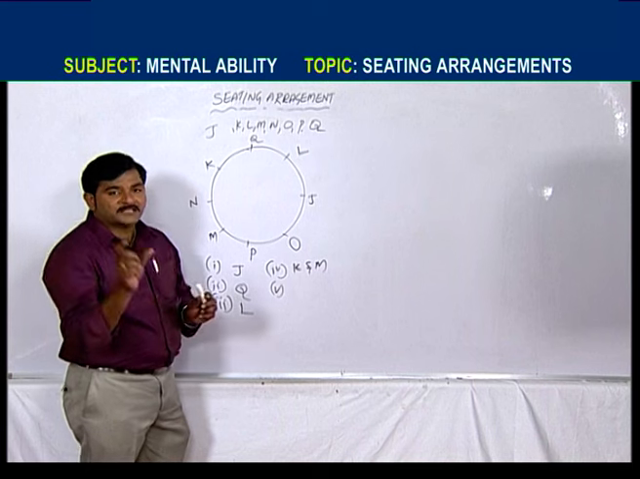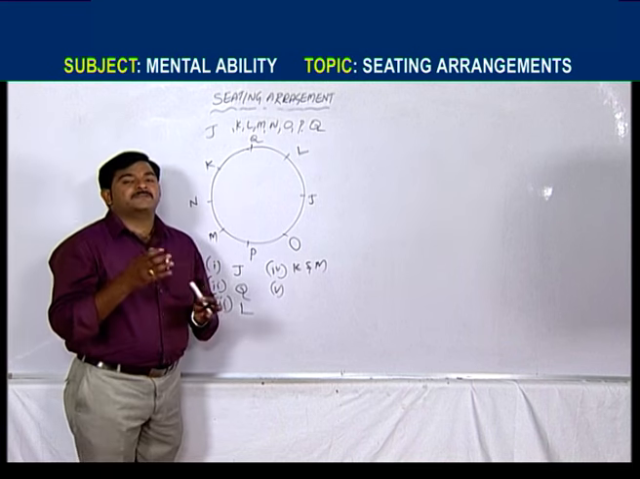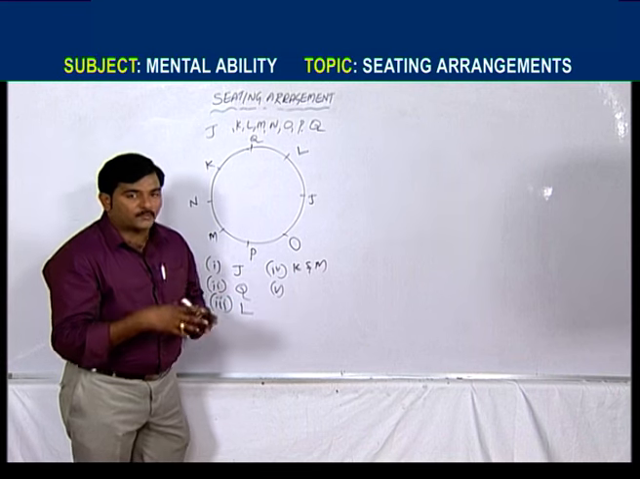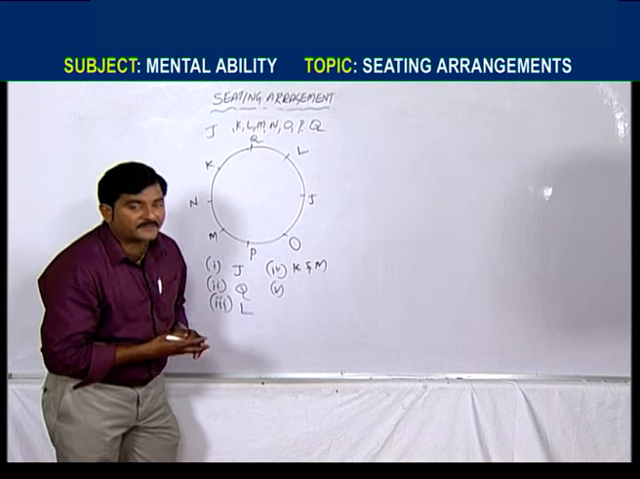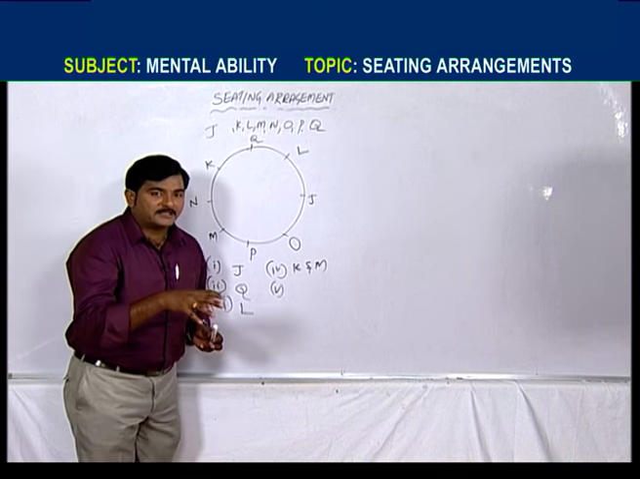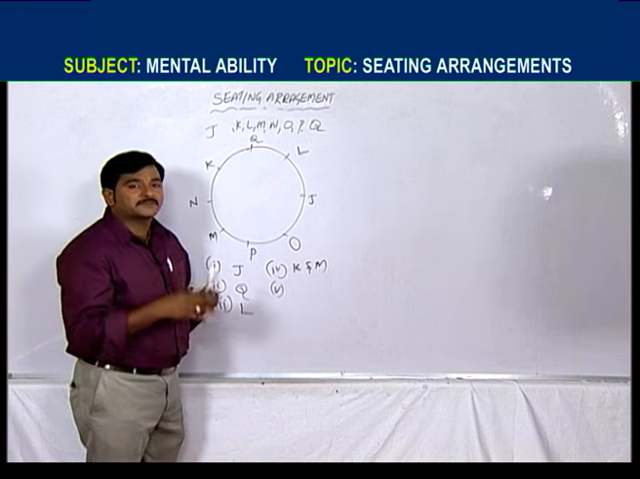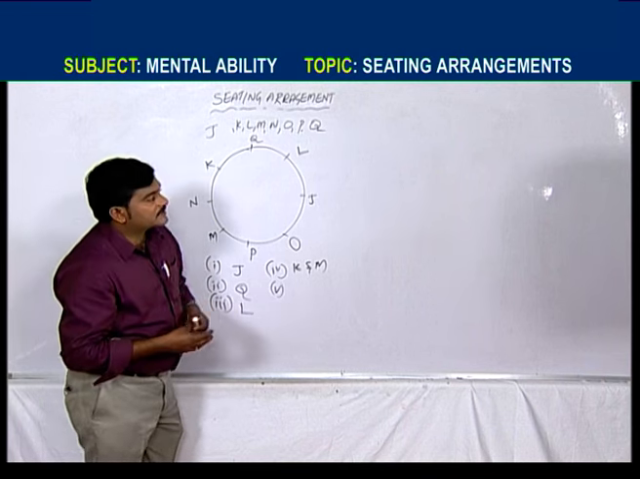What is the given conclusion? Which of the following groups of persons, first person sitting in between other two? What is the first option here? PJO. What does it mean? P, is it sitting in between J and O? No, it is not possible. Hence, that is wrong.